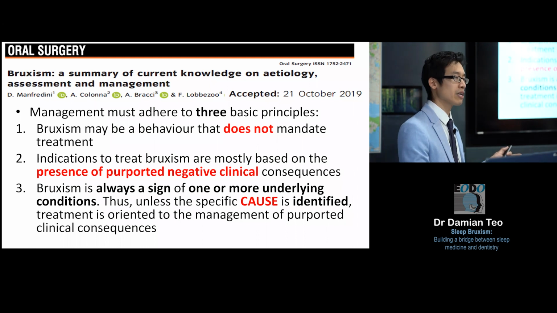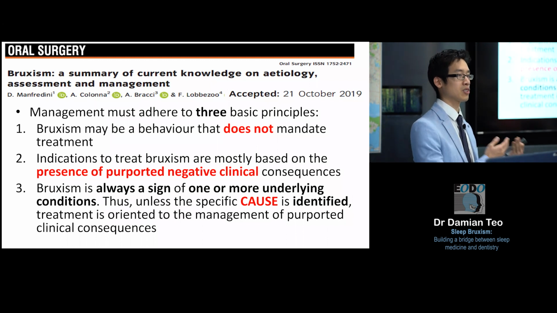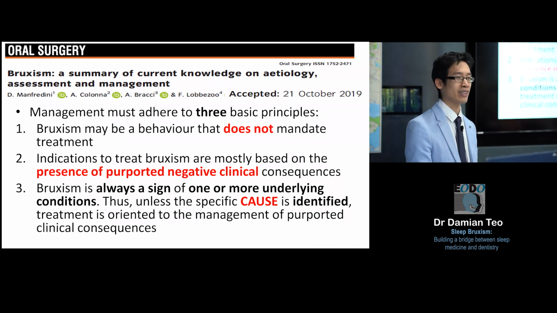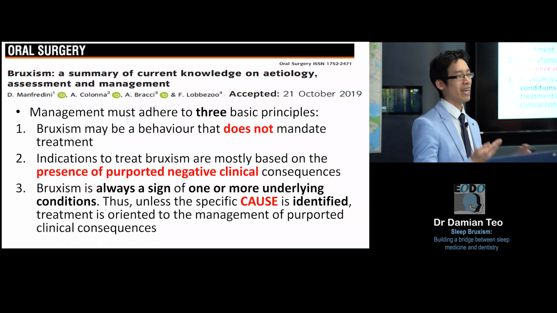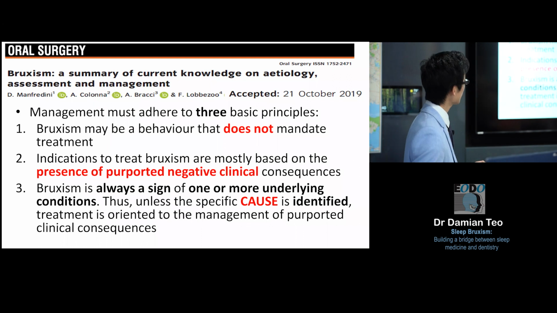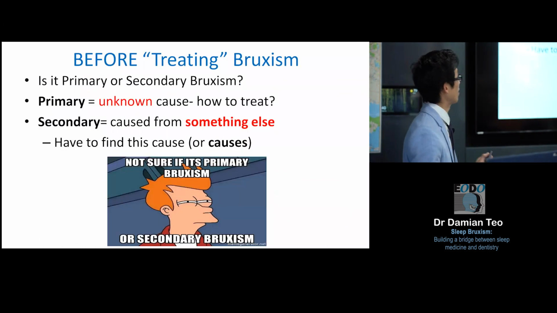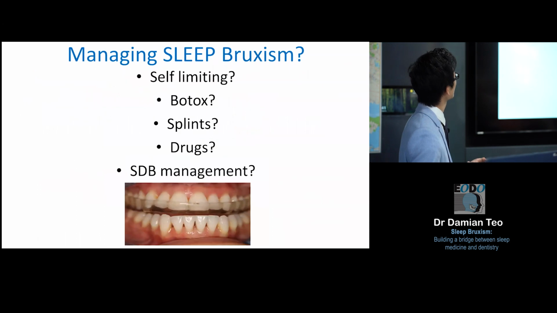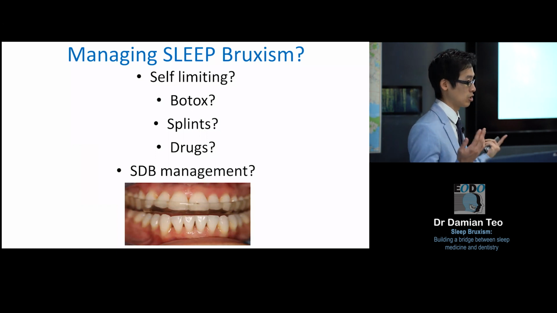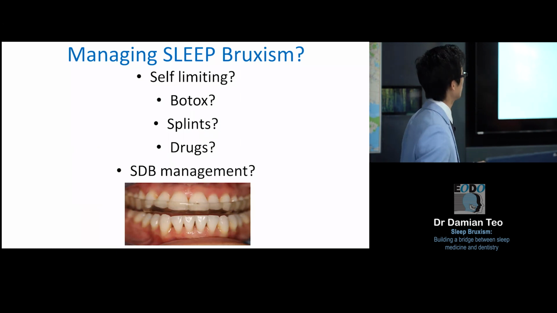So treatment of bruxism really involves a discussion first about what the goals of treatment are and what any underlying conditions could be associated with it, and then talking about, okay, let's do a splint or let's not do a splint. So before treating bruxism, we have to always think, is it primary or secondary? And when we manage bruxism, there's a few things that we can do as dentists. It could be self-limiting, where it could just go away by itself. We could do Botox, we could do splints, we could do different drugs, or sleep disorder breathing management.